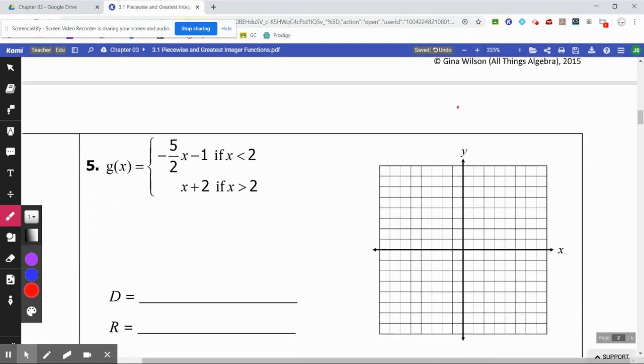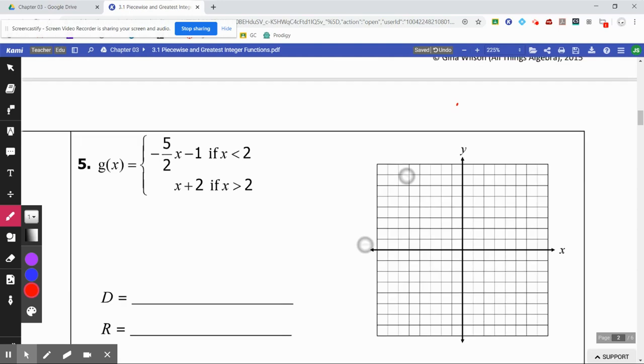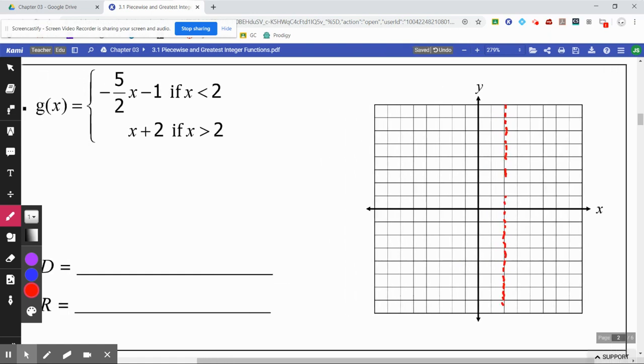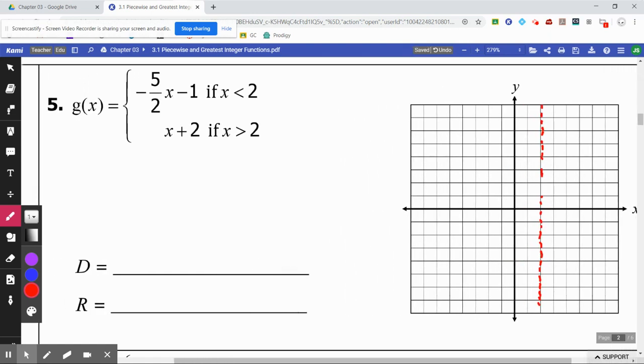Number 5, your division line is going to be 2 on this one, x equals 2. So right here at 2, this is where you're going to graph the first part to the left of this 2, and you're going to graph the second part to the right of this 2. And again, that's not part of your graph. I'm just putting that as a dividing line.